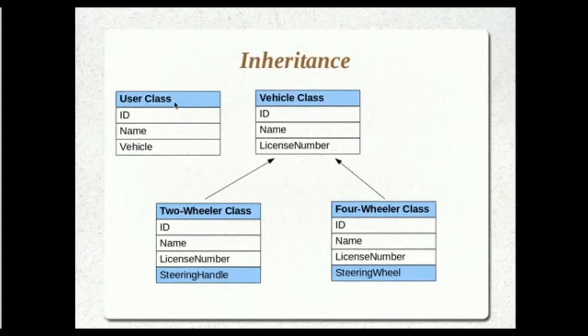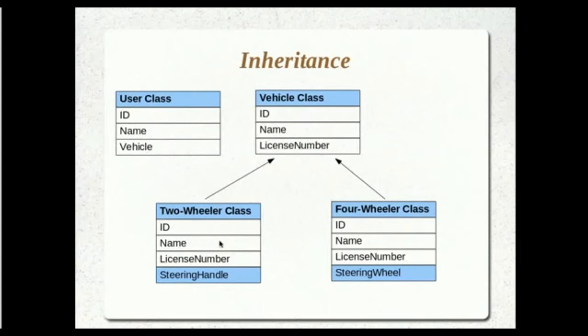One is the user table, one is a two-wheeler table, and one is a four-wheeler table. Now what will be the foreign key here? What ID will I save here? Will I save the ID of the two-wheeler, or will I save the ID of the four-wheeler? I cannot have a foreign key relationship to both. I have to choose one table, and it's not possible because I have a vehicle class here.